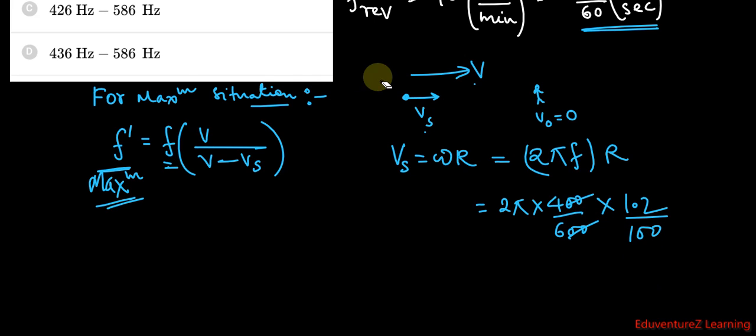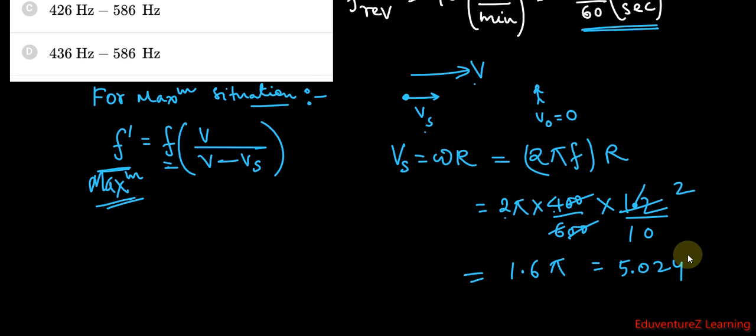Sorry, here will be 0 only, 1.2. So this is 10. Okay, so 6 into 2 is 12, 2 into 2 is 4, 4 into 4 is 16. So 1.6 pi. 4 into 2 is 8, 8 into 2 is 16 divided by 10, 1.6 pi, and 1.6 pi will be 1.6 into 3.14, which is 5.024. Okay, so this is the speed in meter per second.